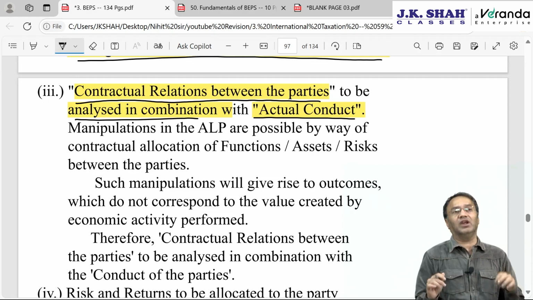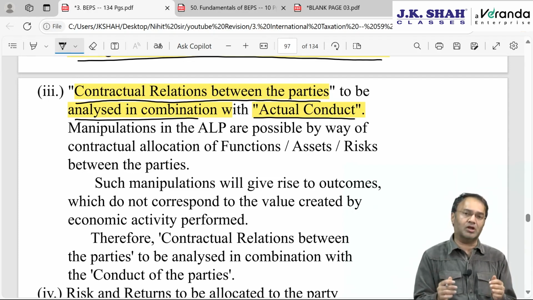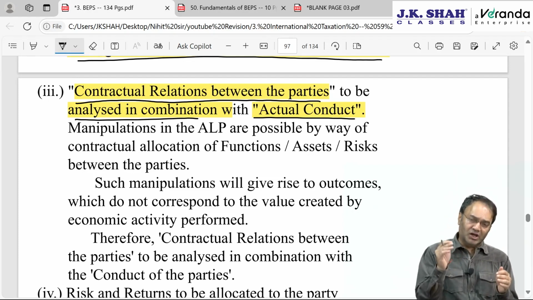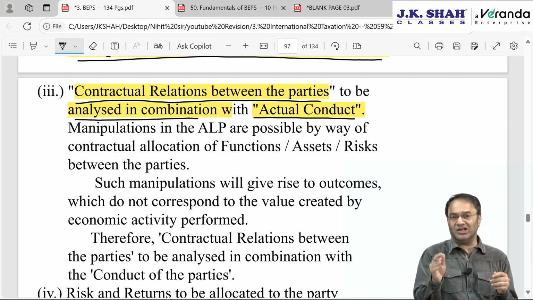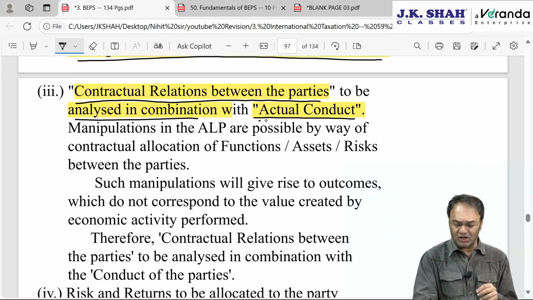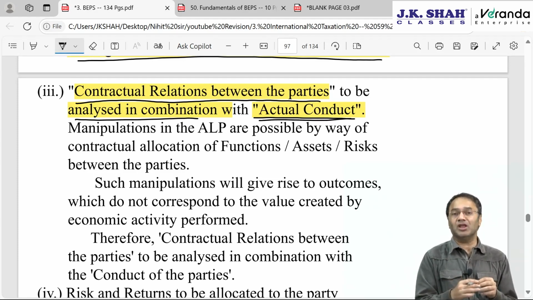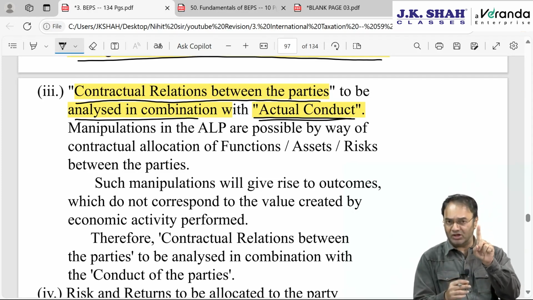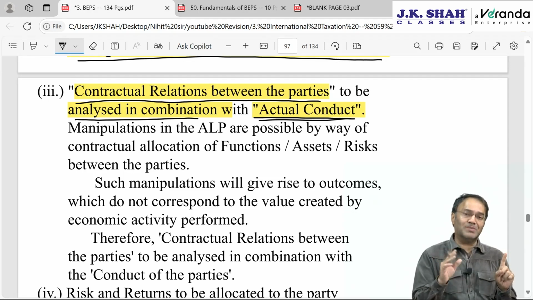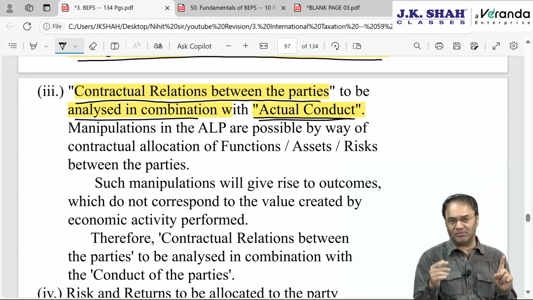Actual conduct as in if it is shown on paper as per contractual agreement that the correct profit level indicator is risk. Risk is borne 98% by Y limited. That is what is shown as per contractual agreement. Then check whether as per actual conduct, Y limited has the risk bearing capacity or not. Risk bearing capacity as in Y limited has the decision making authority or not. If the person who is bearing 98% risk does not have decision making authority, decisions are taken by some other person, then that is not acceptable. Then that point should trigger in the AO's mind.